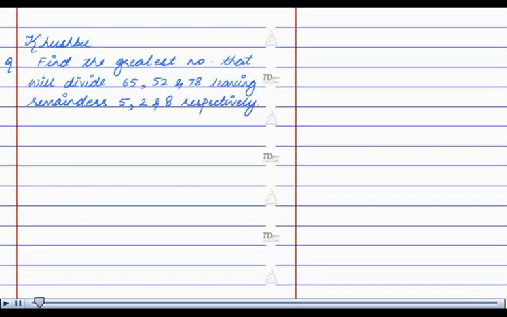Hello, I am Khushbu. The question is, find the greatest number that will divide 65, 52 and 78, leaving remainders 5, 2 and 8 respectively.